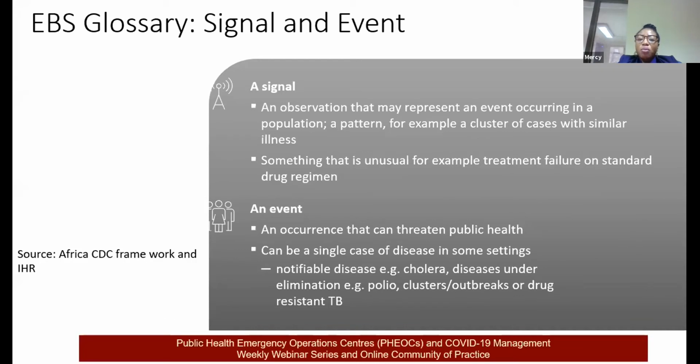So another terminology that is commonly used is signal and event, and that will be used in subsequent slides. A signal is an observation that may represent an event occurring in a population, a pattern, for example, a cluster of cases with similar illnesses, or a cluster of animal deaths. Those are all signals. And an event is an occurrence that can threaten public health, or simply put, a verified and confirmed signal. So when a signal is verified and confirmed to be valid, it becomes an event. Next slide, please.